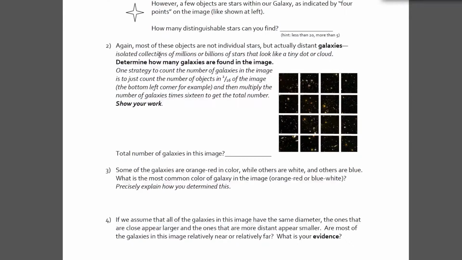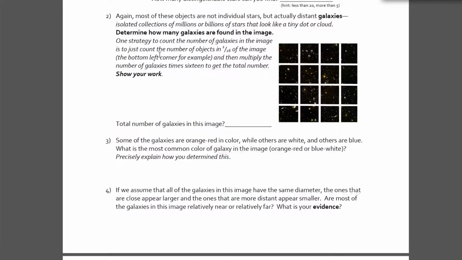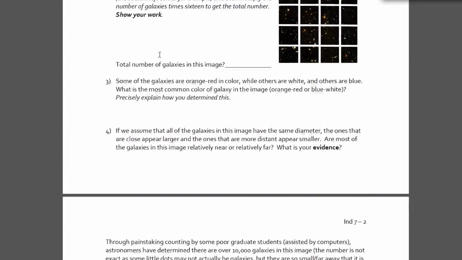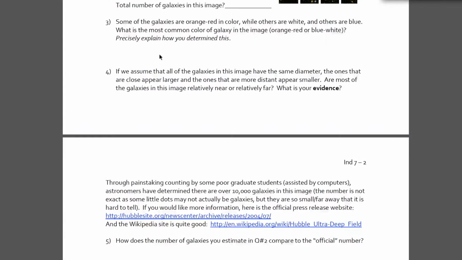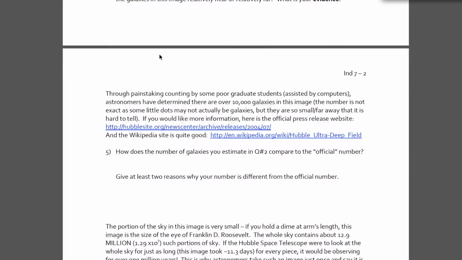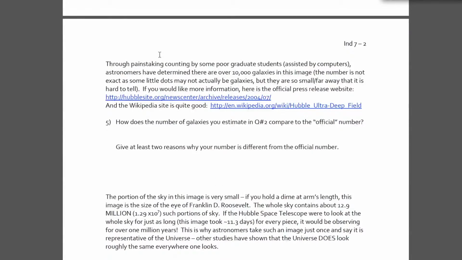And so we're looking at different tools that astronomers use. We assume the universe is the same everywhere. And so that's one of the things that they're examining with this. So first they're looking just at what they see there. They're practicing evidence-based conclusions. They look a little bit more in depth.